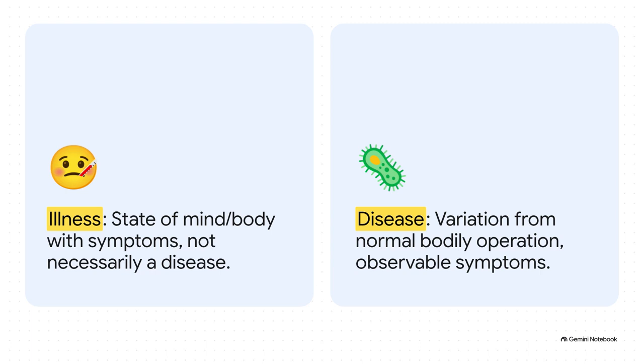Think about catching the flu. You have an ailment, you feel totally terrible, but it's not necessarily a permanent alteration of your body's structure. A disease, on the flip side, is a fundamental variation from normal bodily operation. Take type 2 diabetes, for instance. A patient can have this disease process occurring in their body without actively feeling sick on any given day. Nailing this distinction is absolutely key to proving medical necessity.